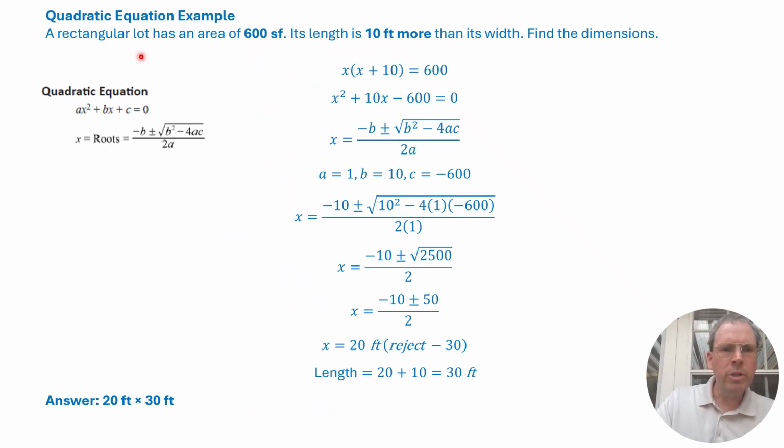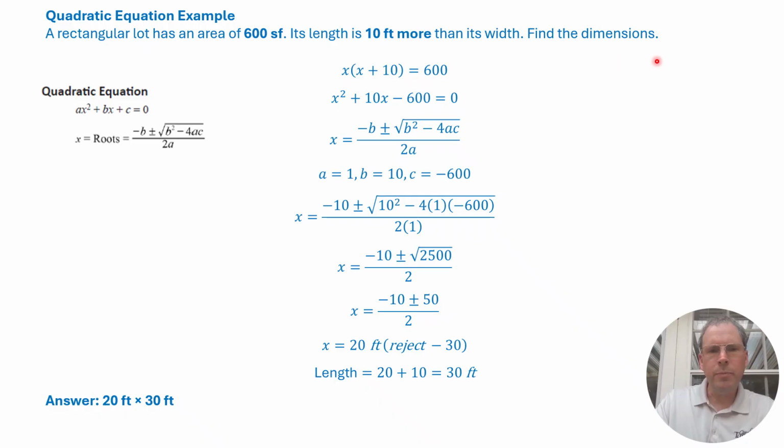So for the quadratic equation, it's this formula here. You're basically solving for x in this equation using this roots formula. So for example, say you have a rectangular lot that has an area of 600 square feet, and let's say the length is 10 more feet than its width.